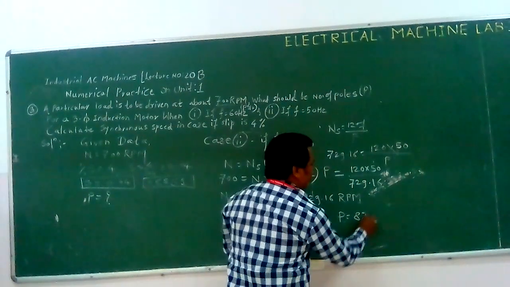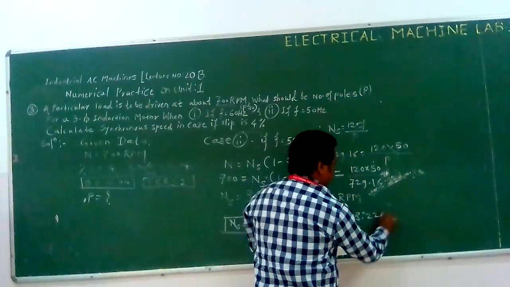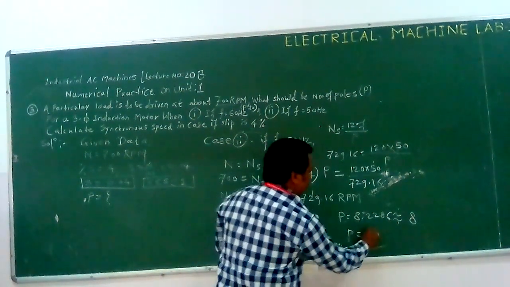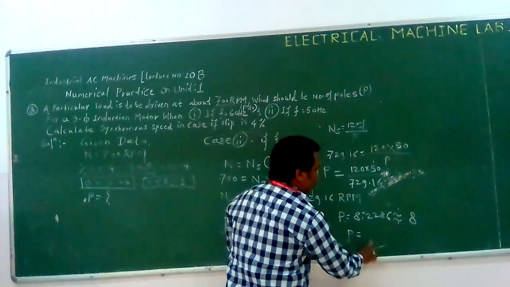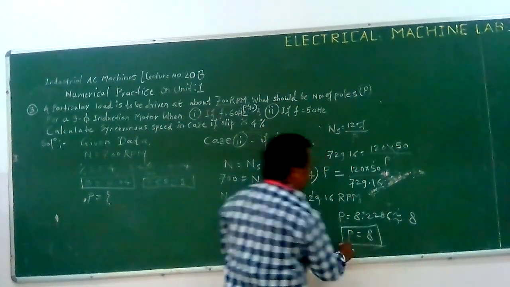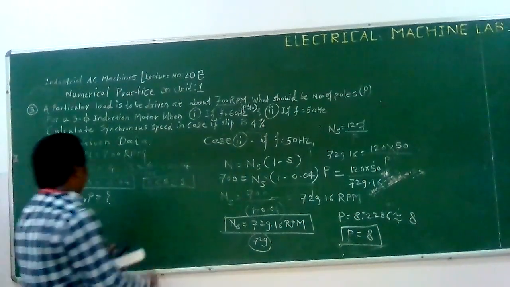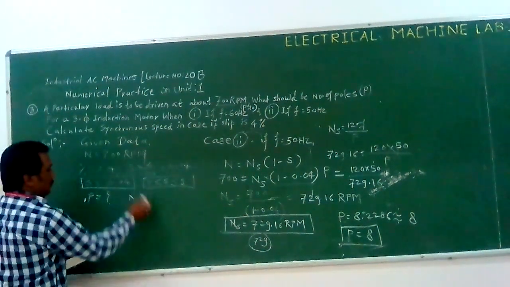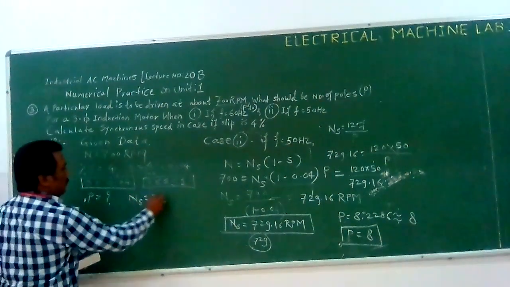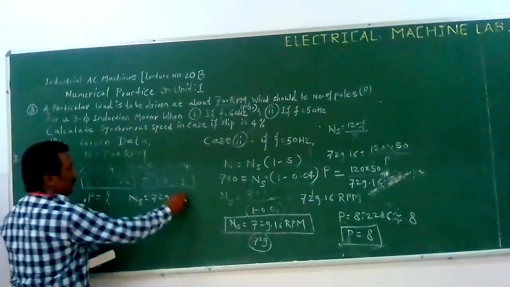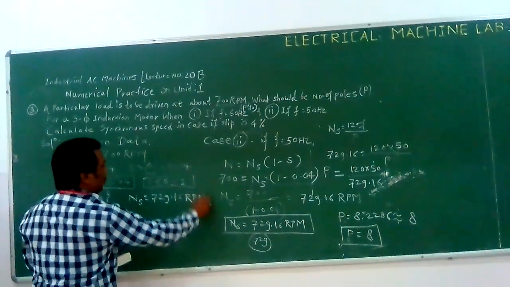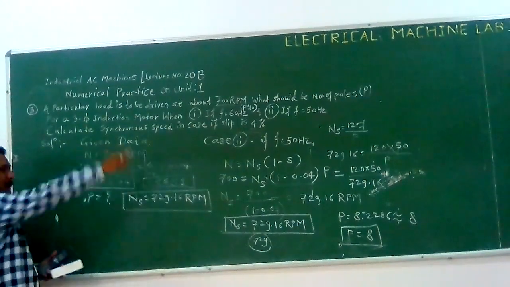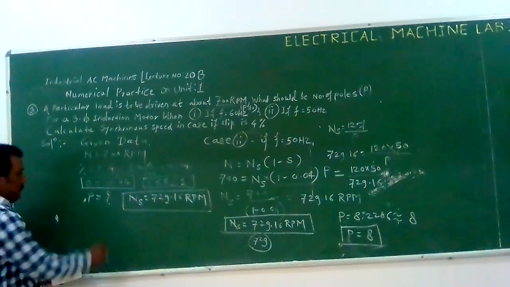Answer is 8.2286, which is equivalent to 8. The number of machine poles here is 8. Now written here, the solution Ns is 729.16 rpm. It is the first solution which is to be asked in the last line of the numerical.